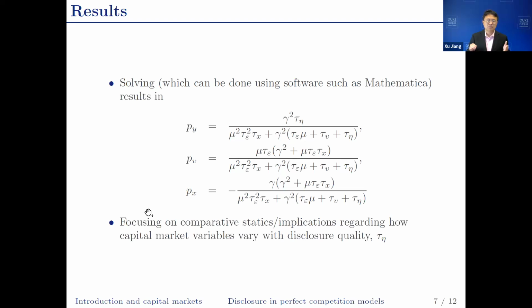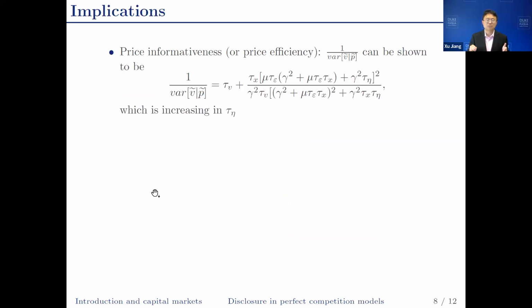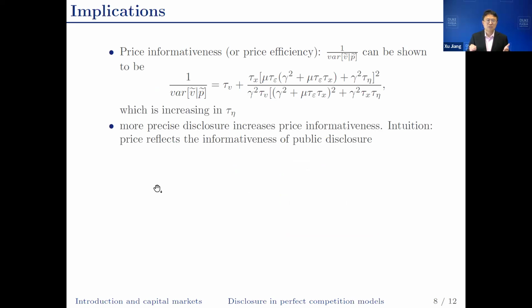And once we have the equilibrium, the focus is going to be on comparative statics implications for how disclosure quality affects the various capital market variables. Let's first look at price informativeness, which is defined as the precision of V conditional on P. Conditional on observing price, how much do you know about V? Price informativeness is increasing in tau eta. And this is intuitive because price reflects the information of every source, including public disclosure and private information. With more precise public disclosure, price informativeness is going to increase. In the extreme case, when public disclosure reveals V perfectly, price is going to be equal to V, and price informativeness is going to be infinity.